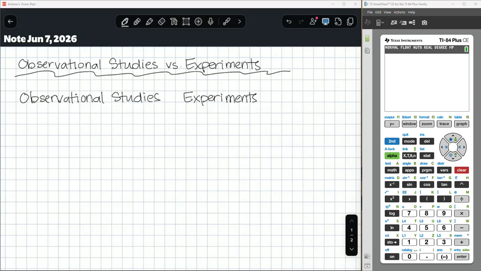So in an observational study, we can make observations, right? We can watch the subjects. If I'm doing a study of child behavior, I can sit in the room and watch how the children behave. I can take measurements. Right? I can measure the child's height, their weight, their temperature. What I am not allowed to do is I am not allowed to impose a treatment.